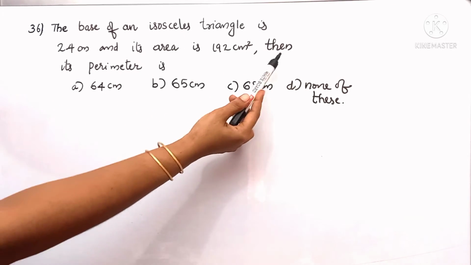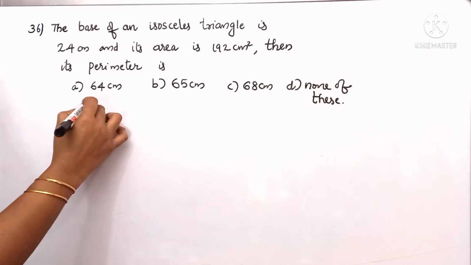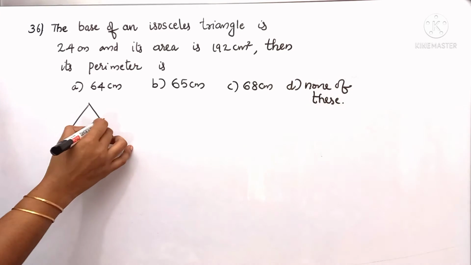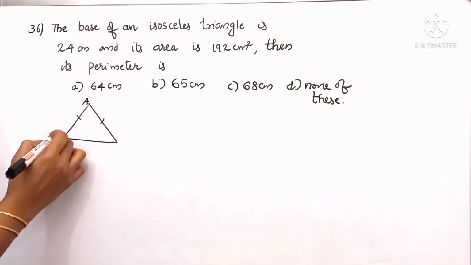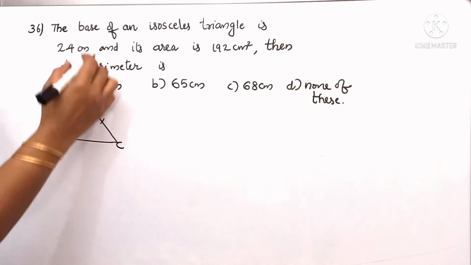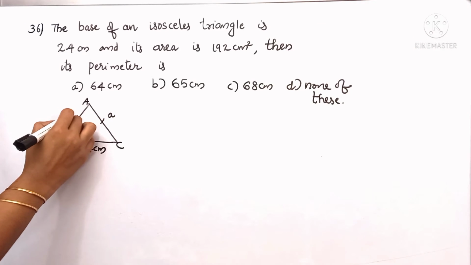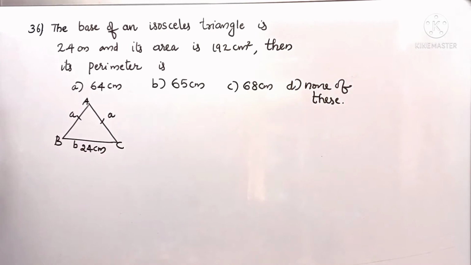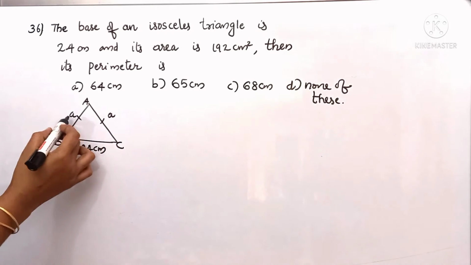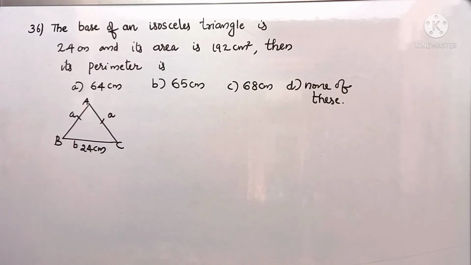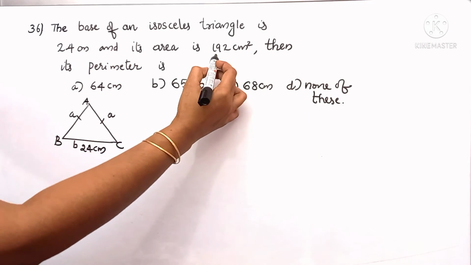The next question is, the base of an isosceles triangle is 24 centimeter and its area is 192 centimeter square. Then its perimeter is. We can draw an isosceles triangle here, ABC. In an isosceles triangle two sides are equal and the base angles are also equal. Here the base is 24 centimeter. The equal sides are a, a, and let the base be b. The perimeter is a plus a plus b, that is 2a plus b, of this isosceles triangle.